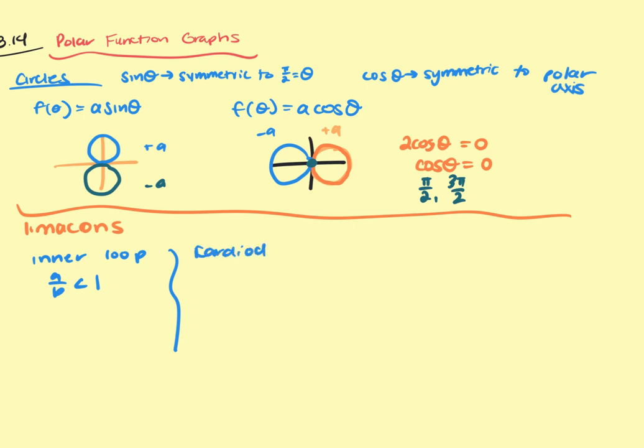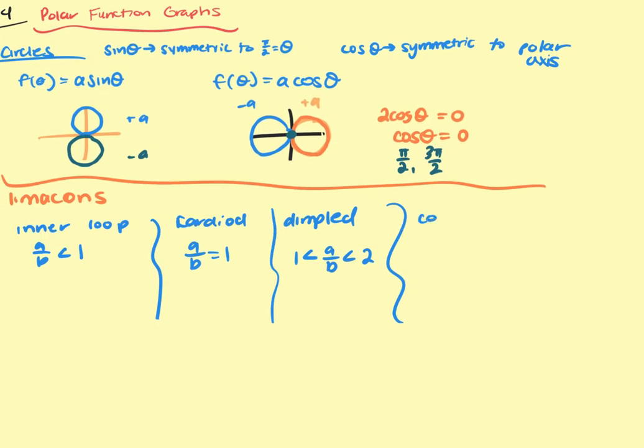If it's open-ended, you can give me either one. But if it's multiple choice, you need to make sure you know cardioid is heart. And that's if A over B equals 1. Then comes dimpled. And that's if it's greater than 1 and less than 2. And then the last one, convex, greater than or equal to 2.